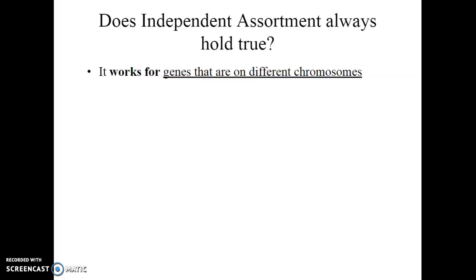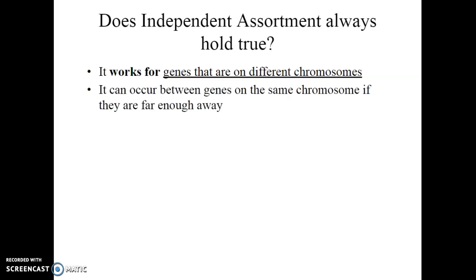If they're on the same chromosome, it's possible they might end up getting crossed over and separated together. So if you think of meiosis and crossing over, if they're close to each other on the same chromosome, they might end up getting crossed over together, and so then they would be considered linked. So it can occur between genes on the same chromosome if they're far enough away. So if they're far enough away on the same chromosome, there might be some independence in how they assort themselves, but no guarantee, depending on how much crossing over happened.